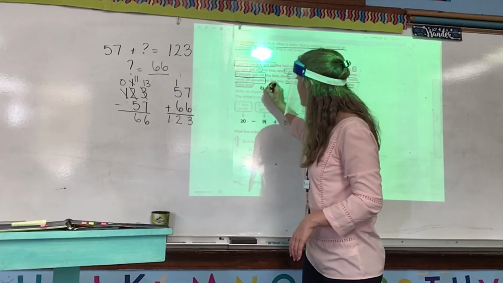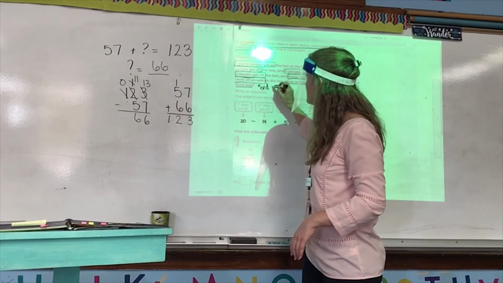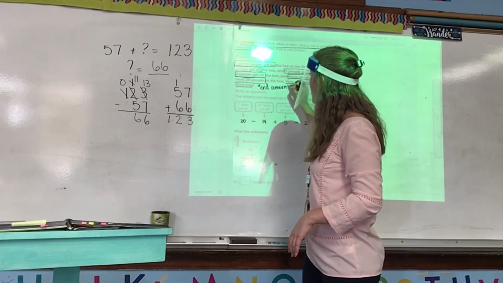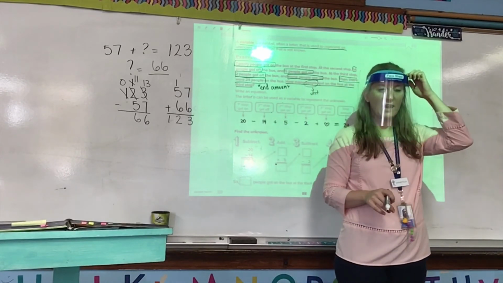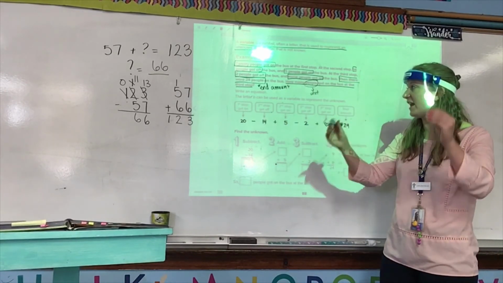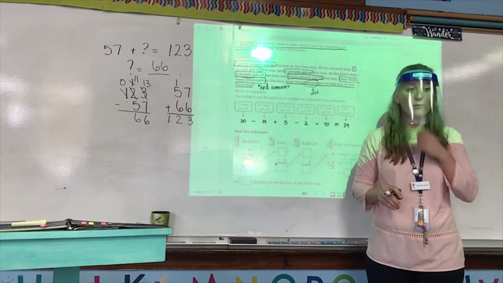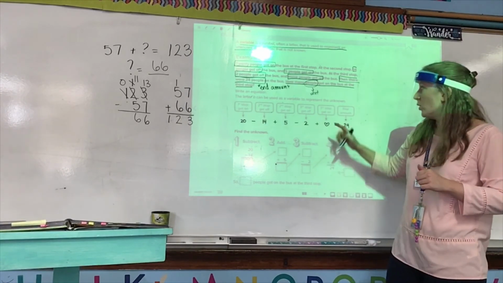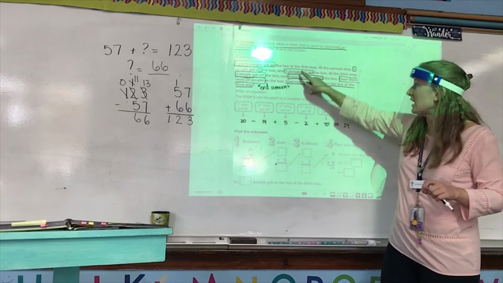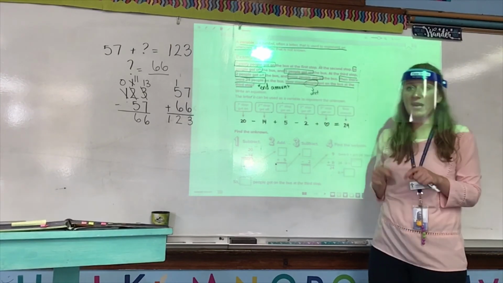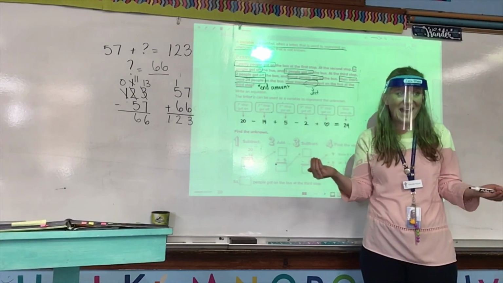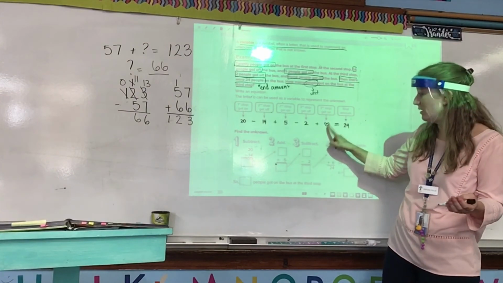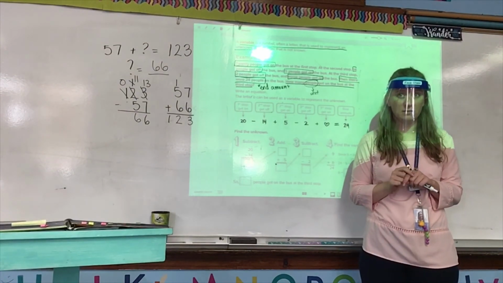That means this is the end amount. We don't have got on, we don't have got off. That means we are finally ending with 24 people. Some people got on means we're adding some people, but do we know how many people we're adding? No. So there's our variable.